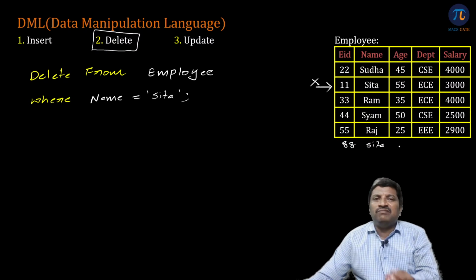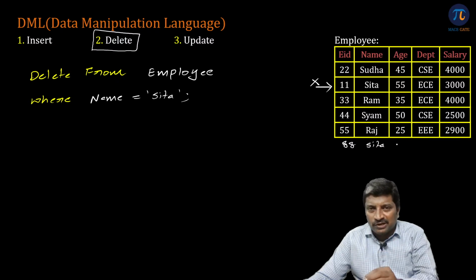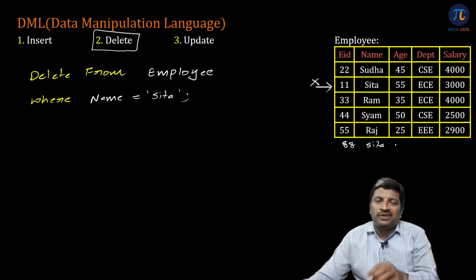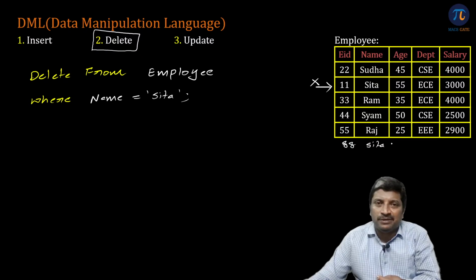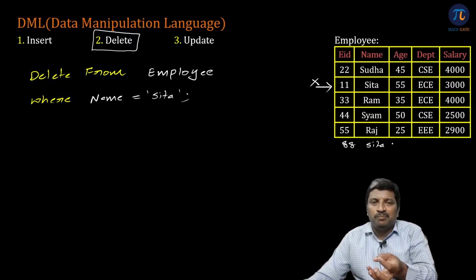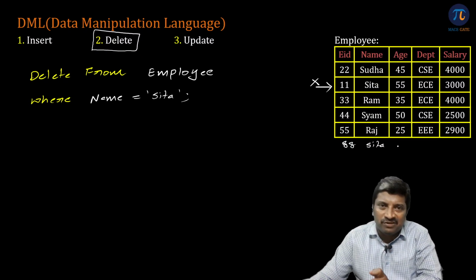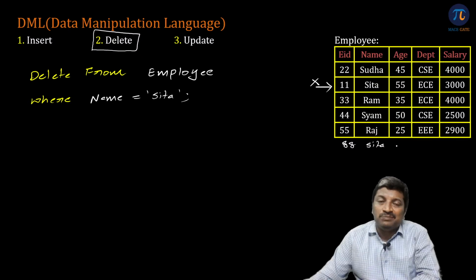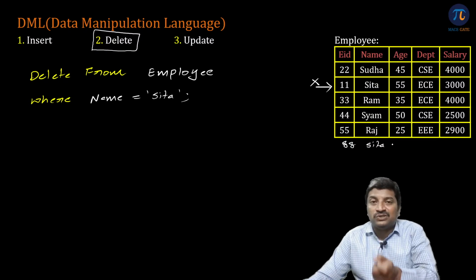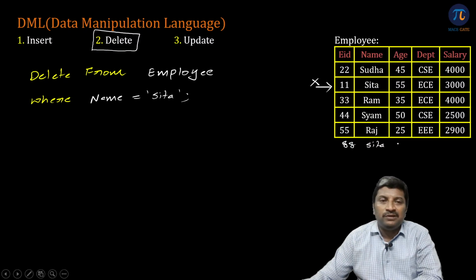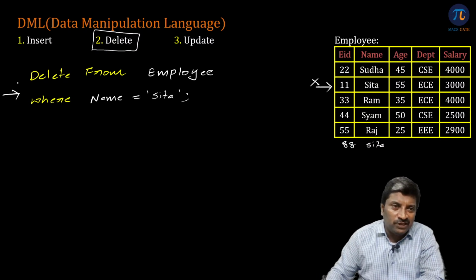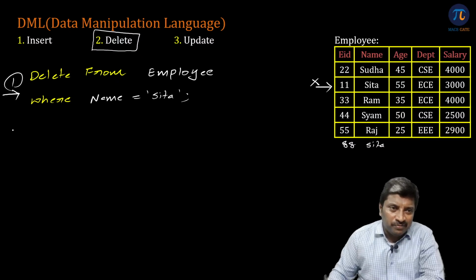So most probably whenever you want to delete a particular record, better to specify the record based on the primary key, because there will be only one employee with the specified primary key value. But if we specify something else which is not primary key, there is a possibility that other records also will be deleted, right?